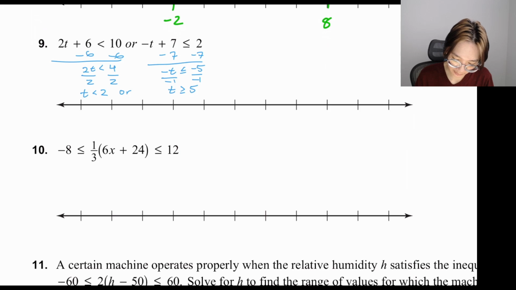What I'm going to do, because I kind of wrote really close to the number line here, I'm just going to graph it over here instead. I can even do it like this. I have 2 right here, and I have 5 right here. 2, open circle, less than 2, t, closed circle, greater than 5.